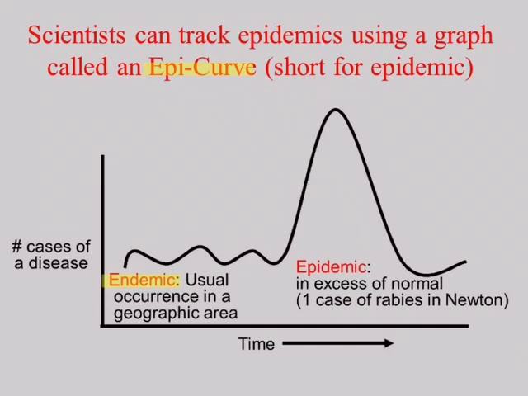What you can see is that throughout time, at the beginning, there are some cases of the disease that are occurring, but not a whole lot of them. This is called endemic. If a disease occurs a lot, you would say it's endemic in that area. Common colds are endemic in North Carolina. An epidemic would occur when an endemic disease shoots up and becomes a lot more common than it normally would be. In this graph, it's talking about rabies.